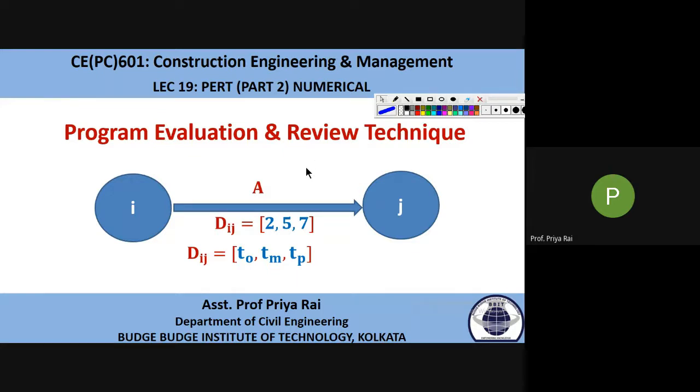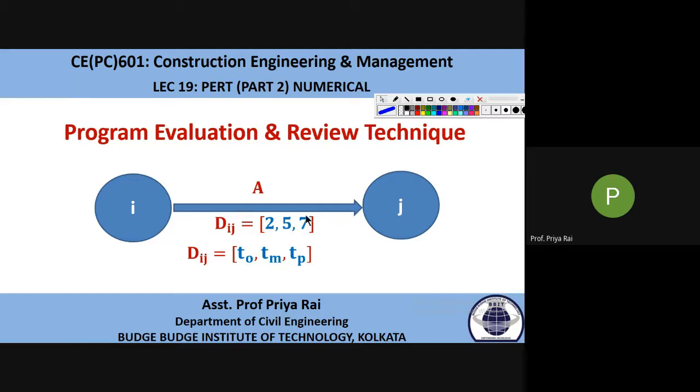It is the same as CPM, but there are a few extra steps. What are those extra steps? In case of PERT, we will be provided with 3 time estimates. We need to convert these 3 time estimates into one value. This is your optimistic, this is your most likely, and this is your pessimistic. And the relation is: TO is less than TM, which is less than TP. So this is the relationship.